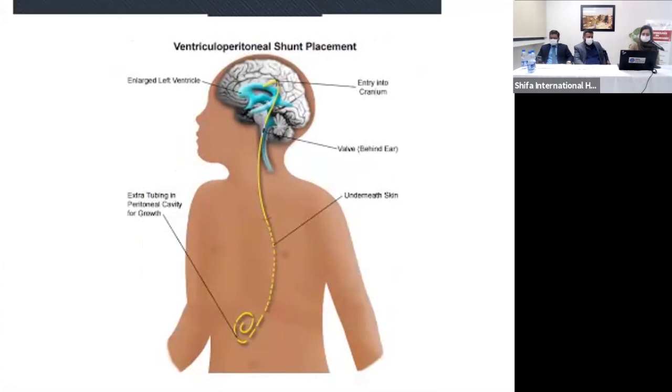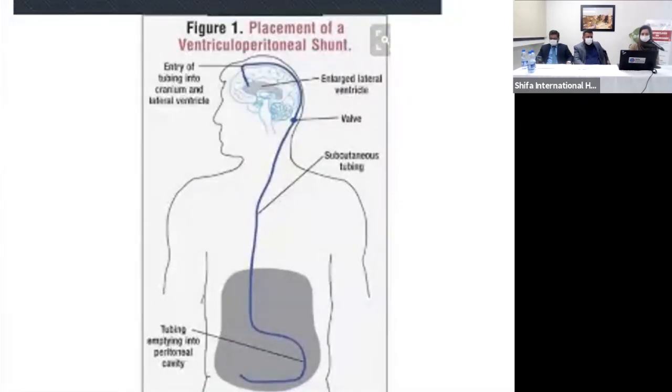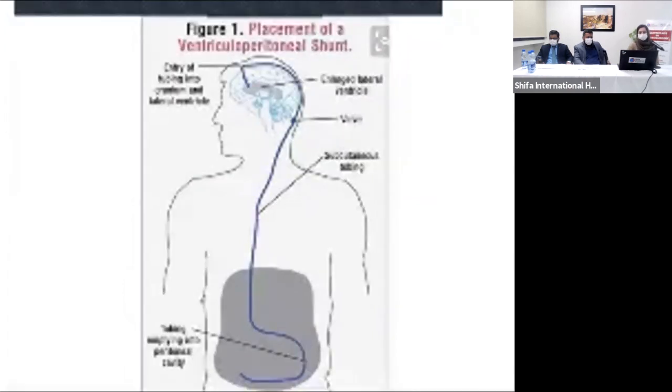This illustration shows a ventriculoperitoneal shunt. It comprises a ventricular catheter and a peritoneal catheter in an adult, and the two ends are connected via a valve, which controls the rate of CSF flow from the ventricles into the peritoneal cavity.